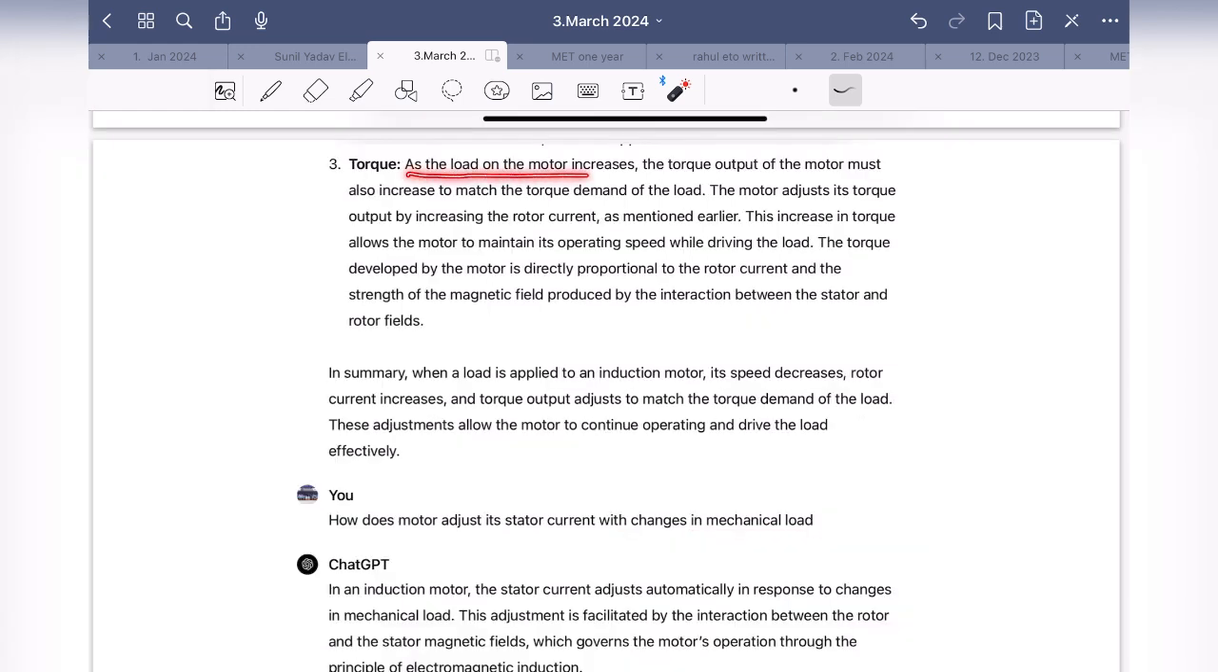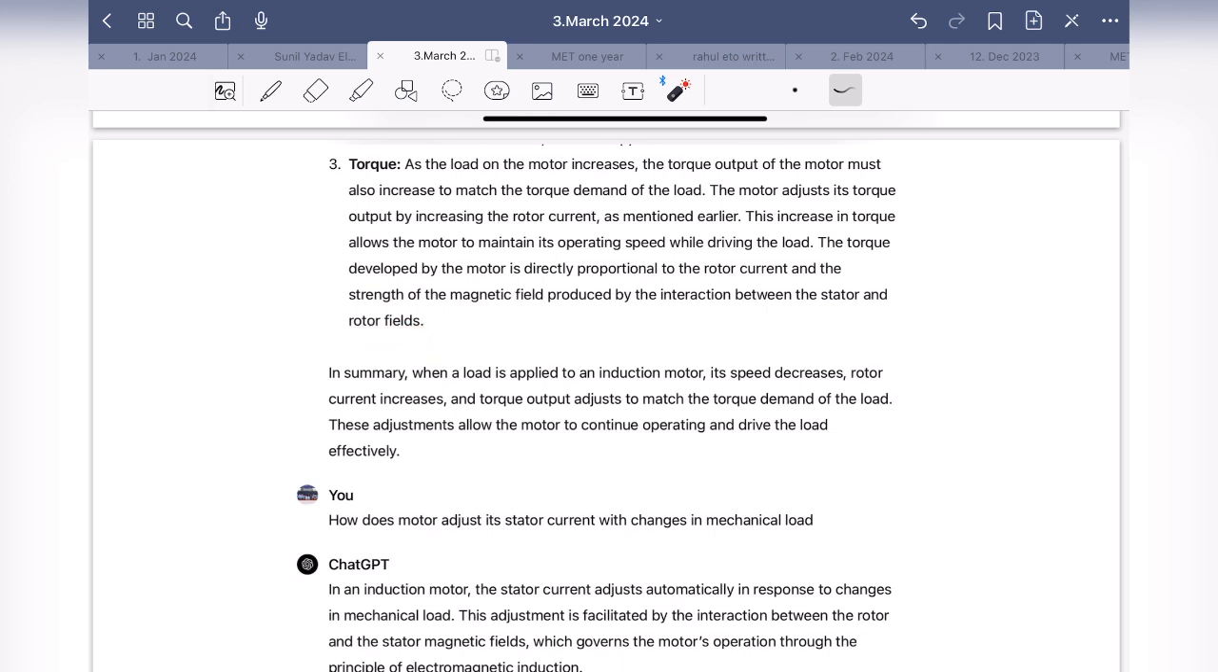As the load of the motor increases, the torque output of the motor must also increase to match the torque demand of the load. The motor adjusts its torque output by increasing the rotor current as mentioned earlier. This increase in torque allows the motor to maintain its operating speed while driving the load. The torque developed by the motor is directly proportional to the rotor current and the strength of the magnetic field produced by the interaction between stator and rotor fields.